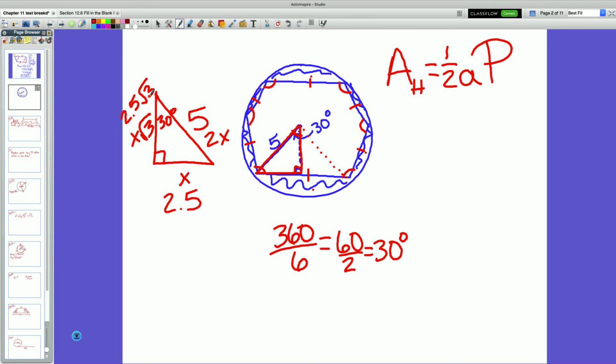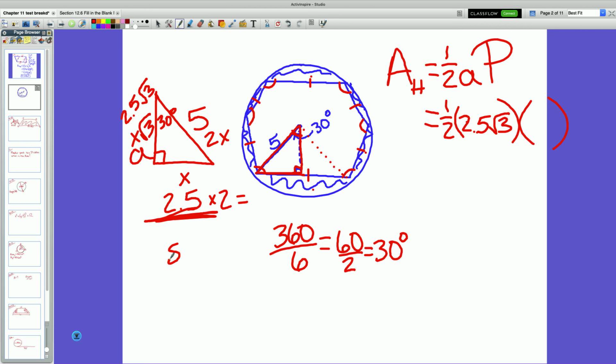Okay, this is my apothem. This side here, this is my apothem. And for this, because I need perimeter, I'd have 1/2 my apothem, which is 2.5 square root of 3. Oops, my decimal went away there. And then for perimeter, I take this number and I times 2. So s is equal to 5.